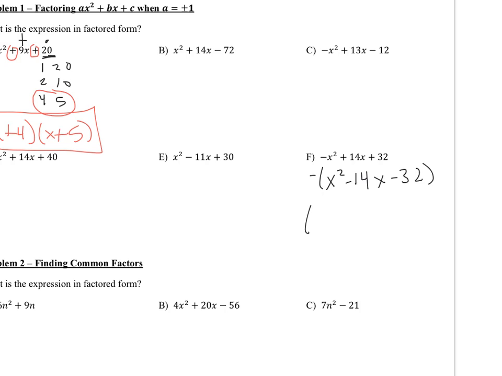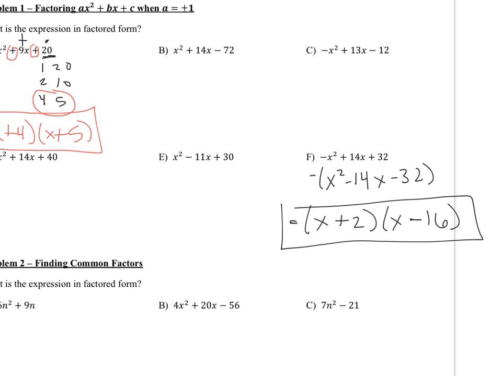So when I'm writing this out, I still have this negative out in front. I'm going to write my 2. I'm going to write my 16. I have to think now, how should I put my positive and negative? Well, it's a negative 14, so the larger number should be negative. So that would be my answer. So I want you to do all the other ones right now.